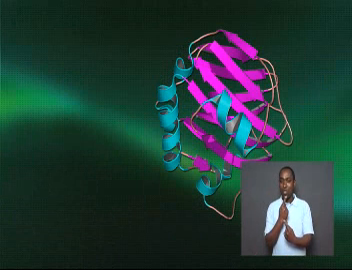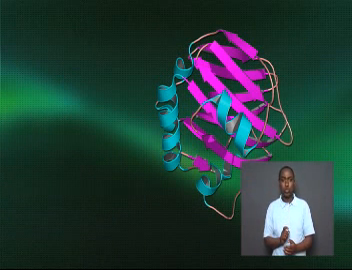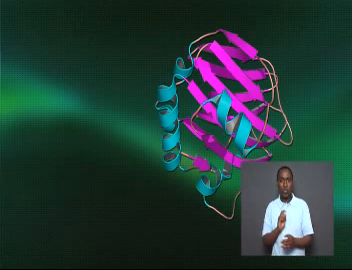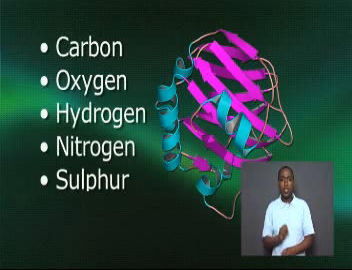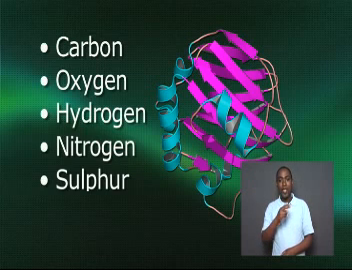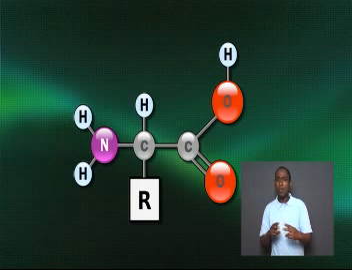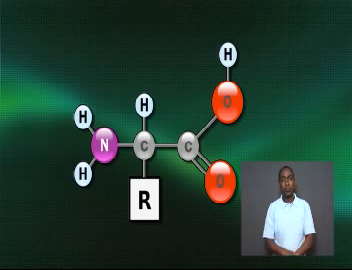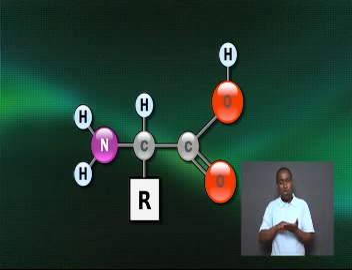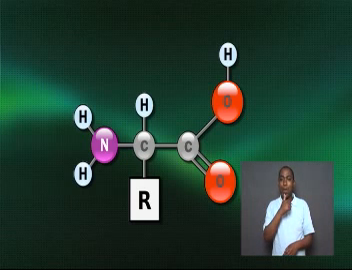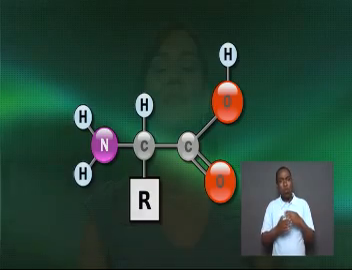Proteins are complex, specialized molecules composed of carbon, oxygen, hydrogen, nitrogen, and, at times, sulfur. Proteins are polymers made up of many small molecules joined together. These small molecules are called amino acids, and they are defined as the building blocks of proteins.